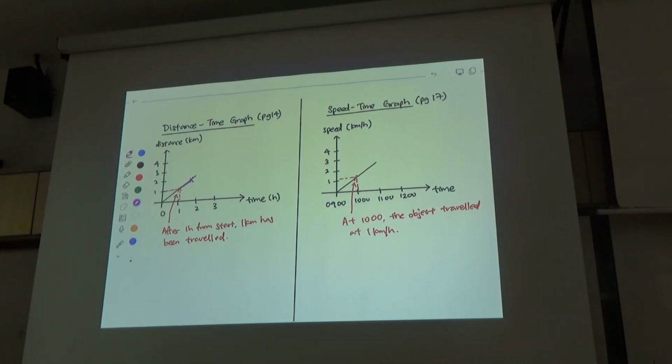okay, what does it tell us? Based on our definition of gradient, which is rise over run, okay, what is our rise value? Our rise values are actually our distance values. Then after that, for our run value, it is actually our time value. Okay, so gradient itself equals rise over run, which is distance over time.